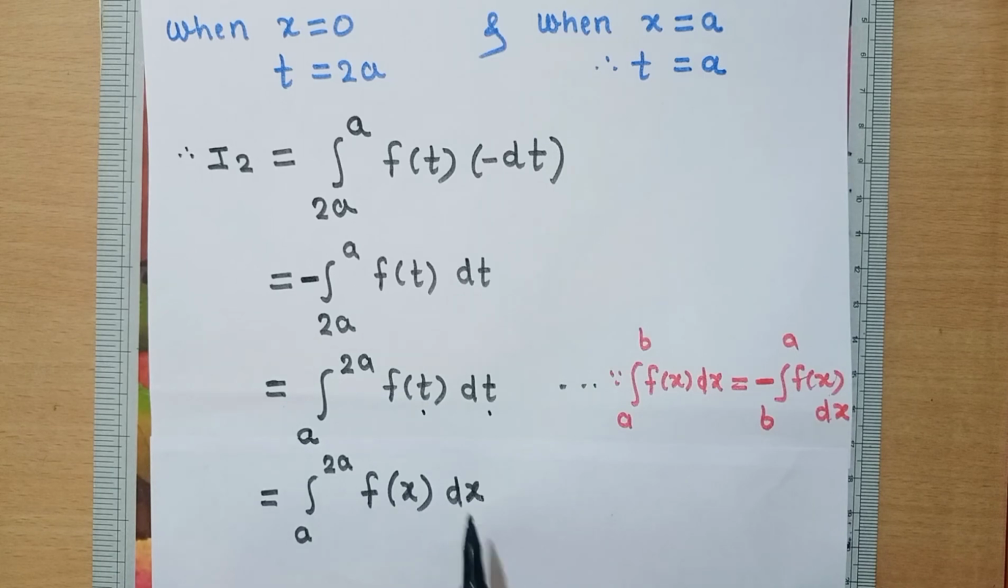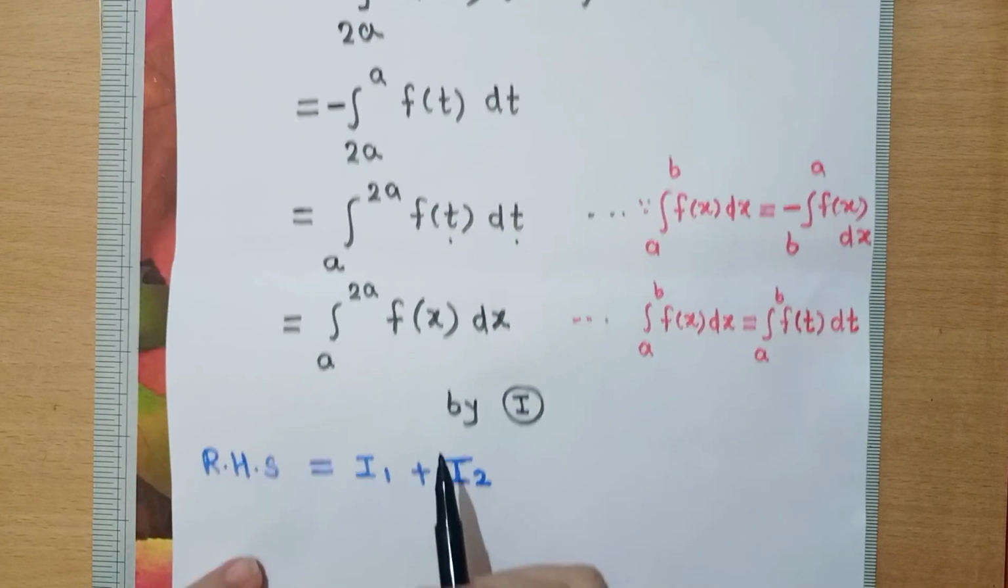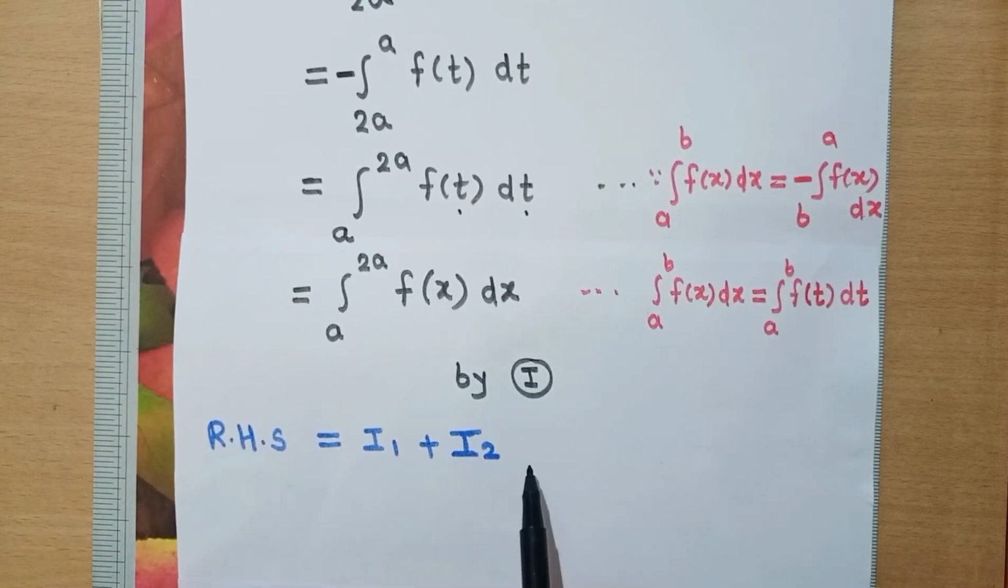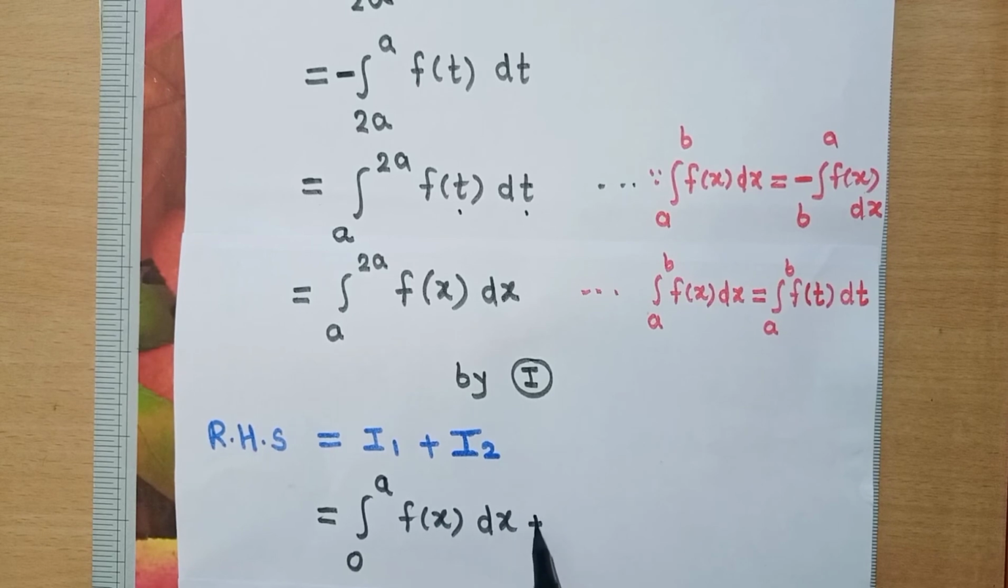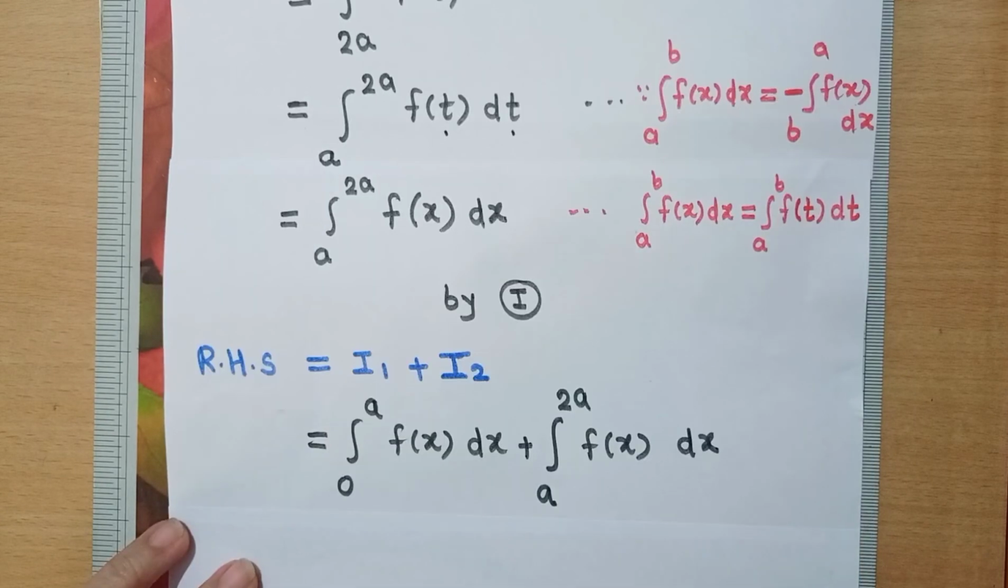So we will substitute this in equation 1, and therefore by 1 we have written I1 plus I2. I1 is 0 to a f(x) dx. We know this, and here we will substitute I2 and its answer is a to 2a f(x) dx. Now again check by property 4.